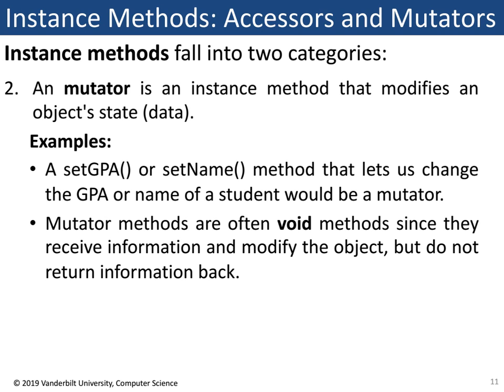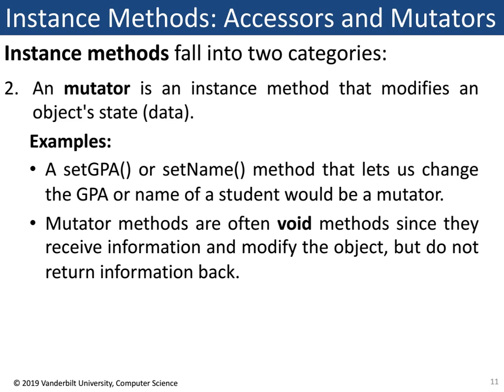The second variety of instance method would be a mutator. A mutator is a method that is going to change something about the object. So an example of this would be setGPA or setName. In this case, setGPA would have a parameter, which would be the GPA that you want to set the instance variable GPA to. So we pass setGPA, let's say 3.1, and setGPA will then change the instance variable value to 3.1. SetName is very much the same. We would pass it the new name for this student object, and then setName would change the string which is stored in the name instance variable.